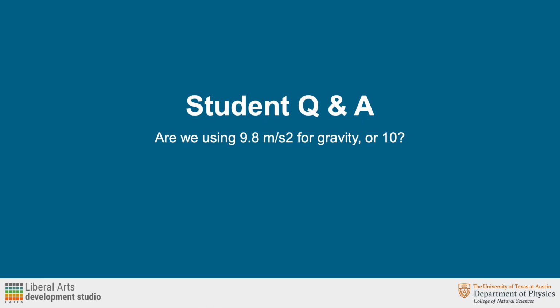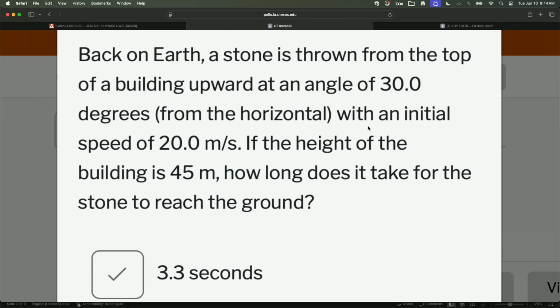Okay, is there a question? Yeah, we can use 9.8 meters per second squared. If you use 10, that's okay. It'll give you a slightly different answer. But whenever possible, use 9.8 meters per second squared. Okay, so keep working on it.